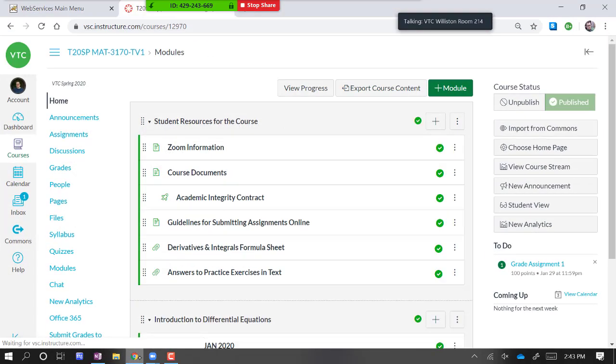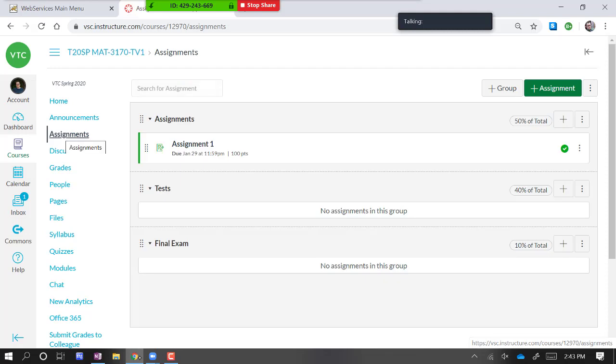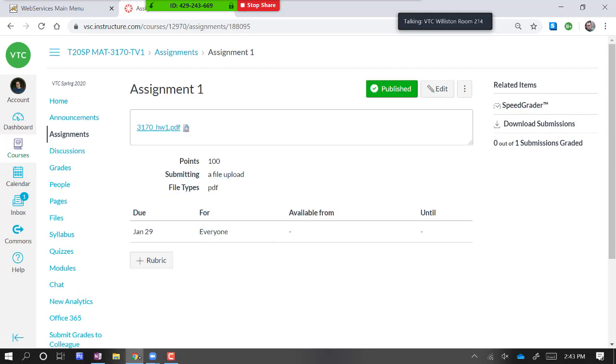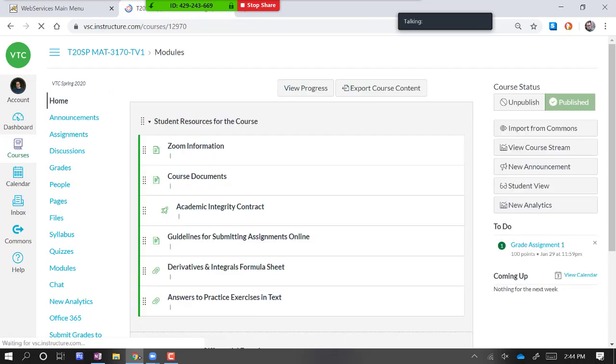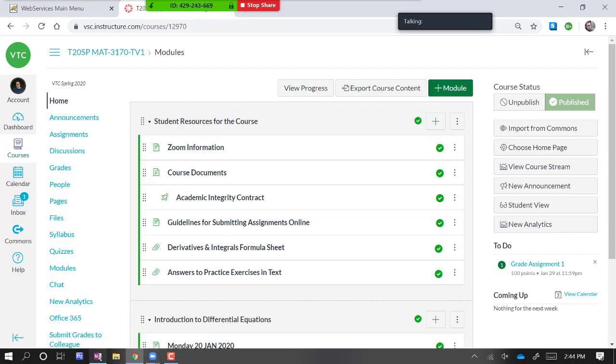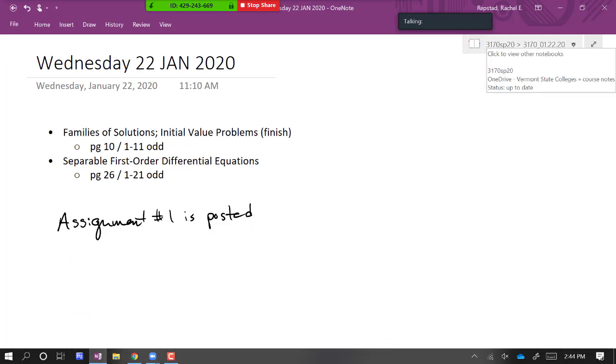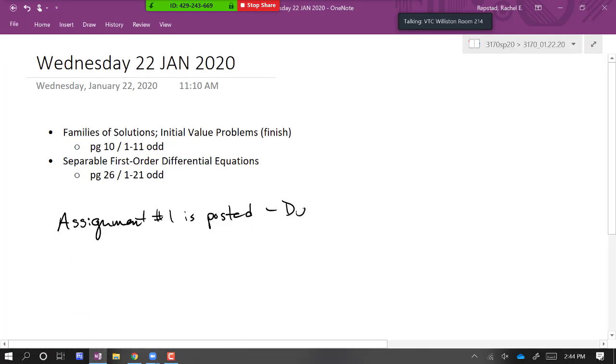If you go to Canvas and just click on assignments, then you'll see it right here, and there's a PDF that you can print out. Please do print it out and use it as a cover sheet for your assignment. It's due a week from today.